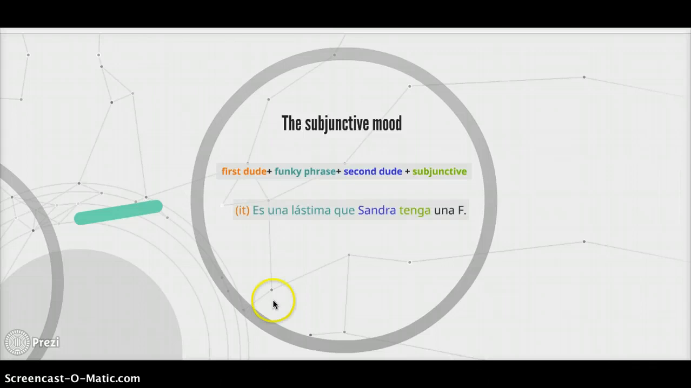Here are some examples. Es is my first subject. Es una lástima que, it's a shame that, Sandra, second dude, tenga una F. That's our subjunctive. It's a shame that Sandra has an F. All right. And here's another example. Yo, I'm the first dude. Yo quiero que Sandra, I want for Sandra to get an A. Yo quiero que Sandra saque una A. This hasn't happened to Sandra yet. It's a wish of mine. So that's why it's in the subjunctive.